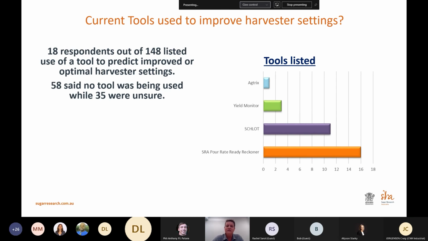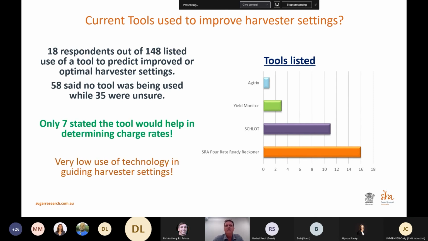Only 18 respondents actually said that they were using one of these tools. Only 7 stated that the tool would help them determine harvesting charge rates. So overall, very low use of technology, and a lot of comments around, yes, we do it by feel, we do it through experience, and that's how it was being done.